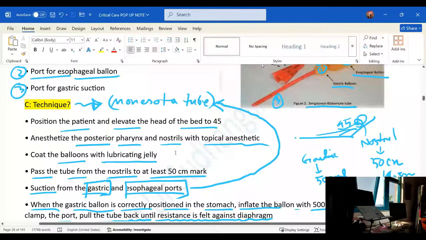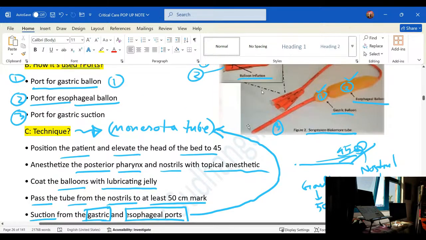Position the patient and elevate the head of the bed 45 degrees. Anesthetize the posterior pharynx and nostril with topical anesthetic. Coat the balloons with lubricant jelly. Pass the tube from the nostril to at least the 50 centimeter mark. Suction from the gastric port.